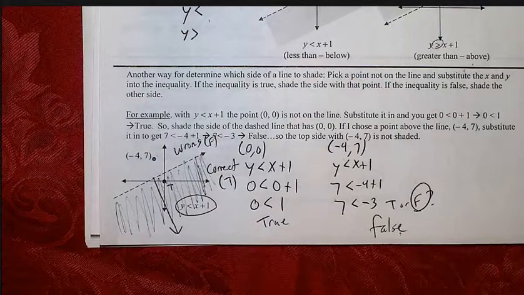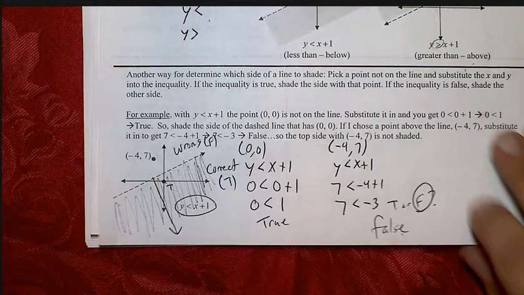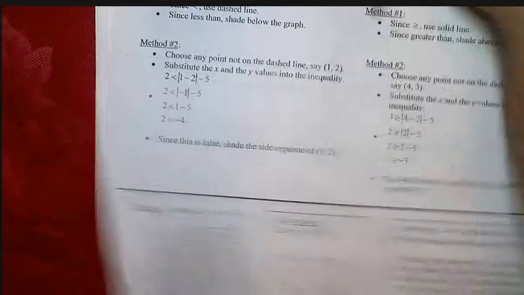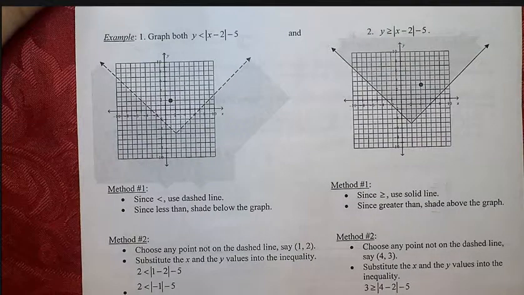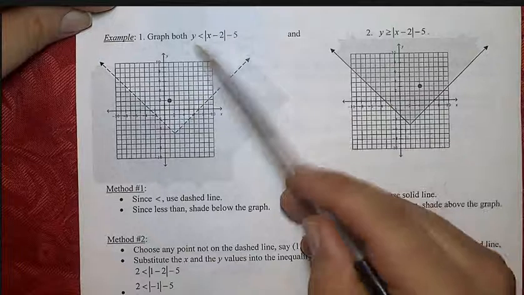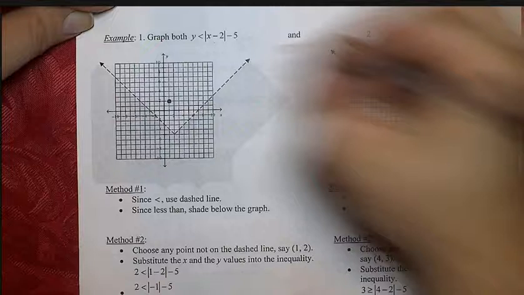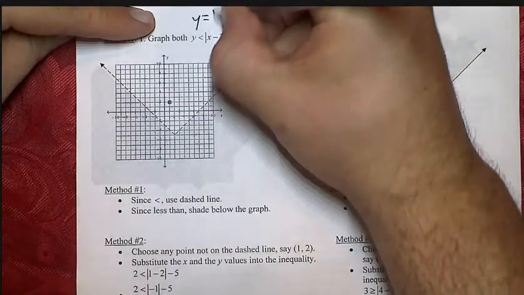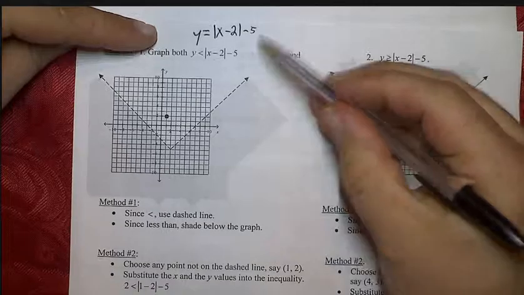Okay, let's look at a couple more examples. Again, it's really the same thing. Now I shaded these in here for you, but again, I just want to explain them. So we have y is less than the absolute value of x minus 2, minus 5. Now if you think back to the irregular equation, okay, this is an absolute value equation of a v that's shifted to the right 2 and down 5. Okay, so to the right 2, there's my vertex. Okay, so here's my v.